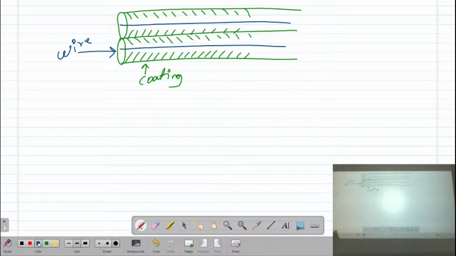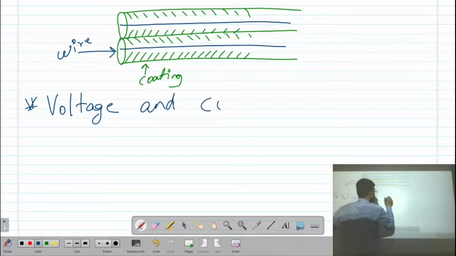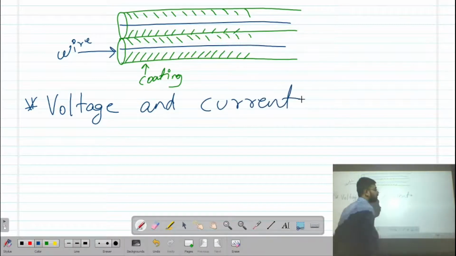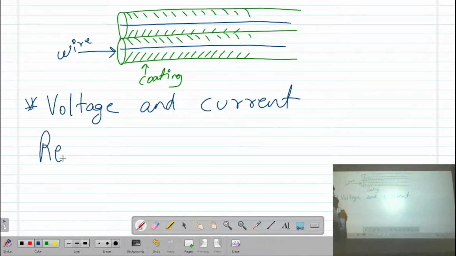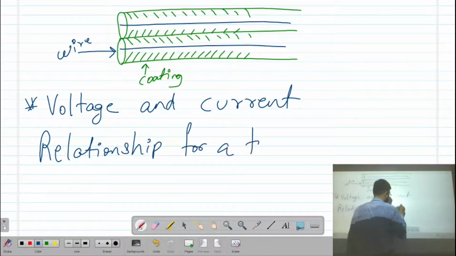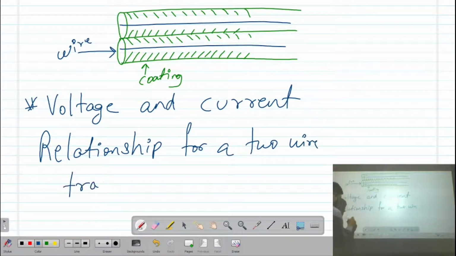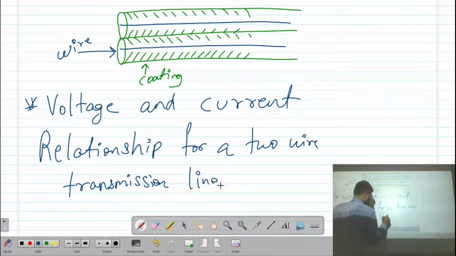The topic name is voltage and current relationship for two-wire transmission, right?